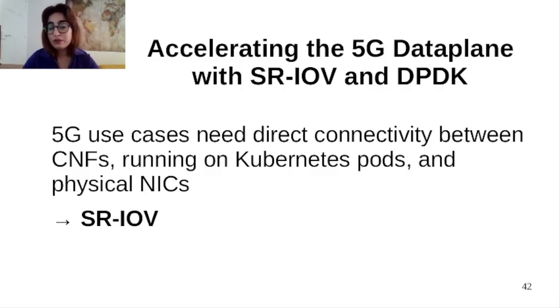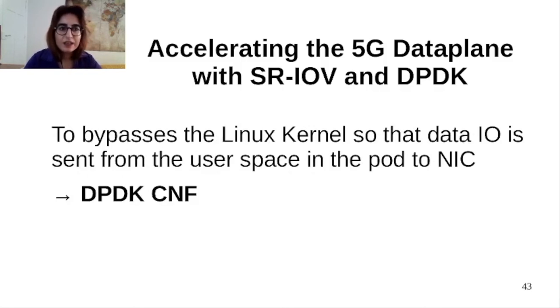Accelerating the 5G data plane with SRIOV and DPDK. 5G use cases need direct connectivity between CNF running on Kubernetes pods and physical NICs. SRIOV has been used for quite some time through plugins delivered by Intel and other contributors. So SRIOV was integrated in Kubernetes. To bypass the Linux kernel, so the data input-output is sent from user space in the pod to the NIC, DPDK was integrated to CNF.